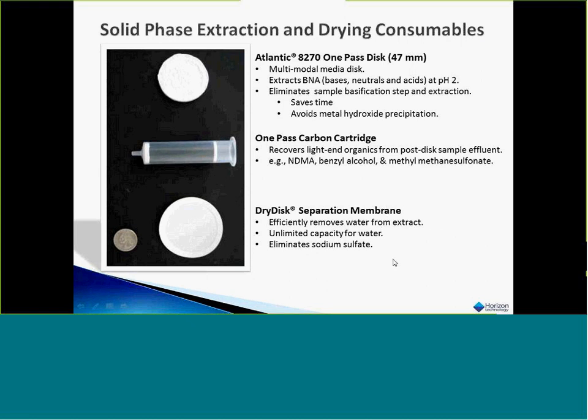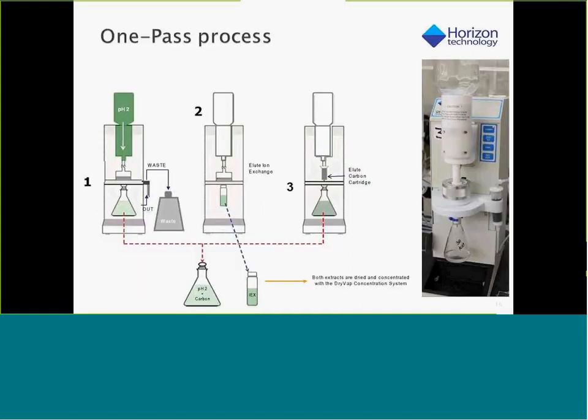So here we show the Atlantic 8270 one-pass disc. This is a multimodal media disc which extracts bases, neutrals, and acids at pH 2. It eliminates sample basification and extraction. So you save time because you're only doing one extraction rather than two, and it avoids the possibility of emulsions. Couple that with a one-pass carbon cartridge to recover some of the light end and more difficult analytes, and a dry disk separation membrane to remove the water from the extract. So it's really a very modern system using modern technology.